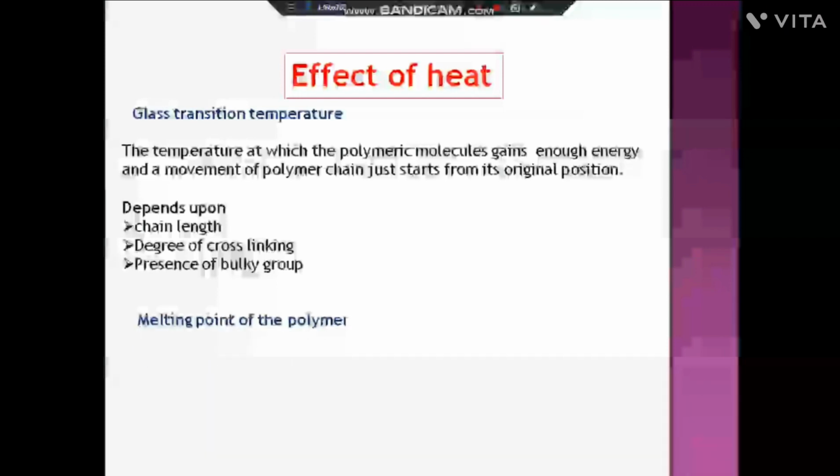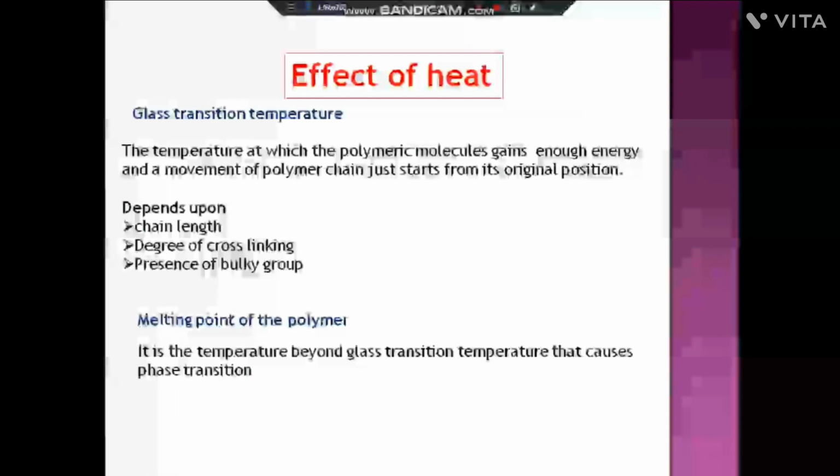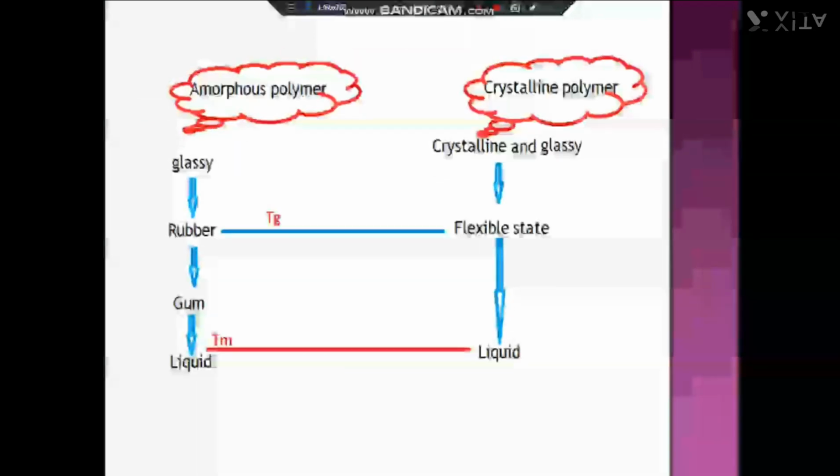Next, melting point. Glass transition temperature and melting point are different. Melting point is greater than the glass transition temperature. It is the temperature at which phase transition occurs, that is, solid to liquid state. When we go on heating a polymer, it comes across various stages that are all in the solid form only. When it turns to liquid form, that temperature is known as the melting point.